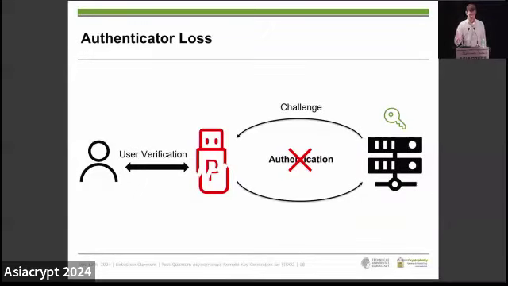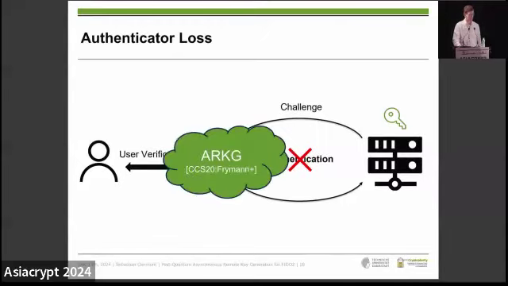Now, this works very well, but the problem is that all the cryptographic secrets are stored locally on the authenticator. So in case the authenticator breaks, all the secrets are lost, and an authentication is no longer possible as the secret key material is no longer available to the user. To tackle this, the primitive of asynchronous remote key generation was introduced in 2020 by Freeman et al. at CCS.